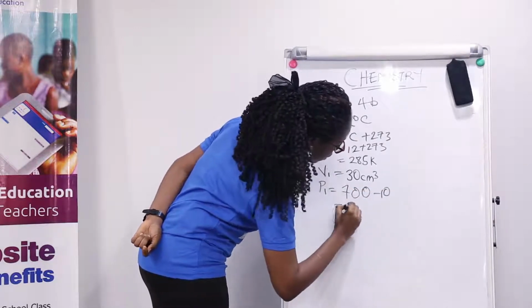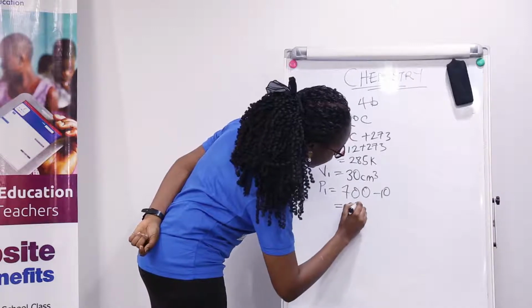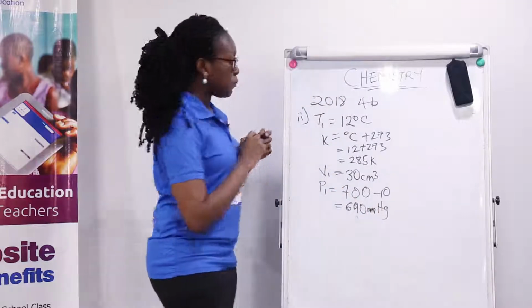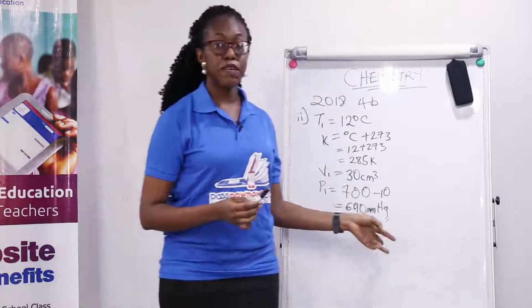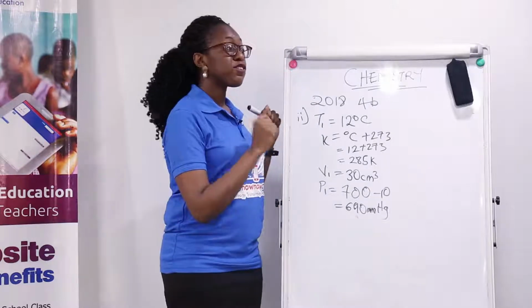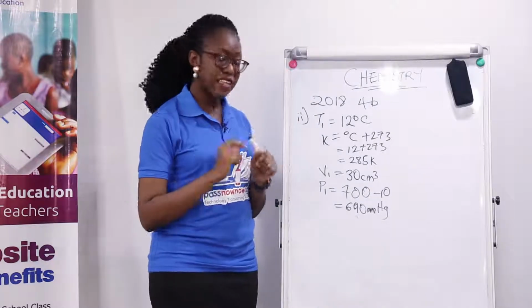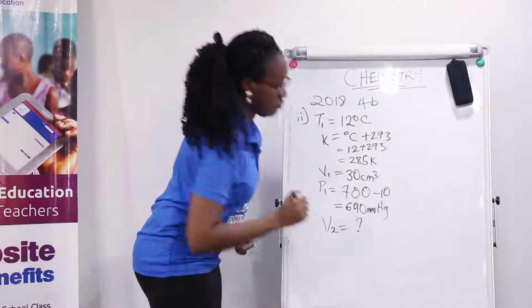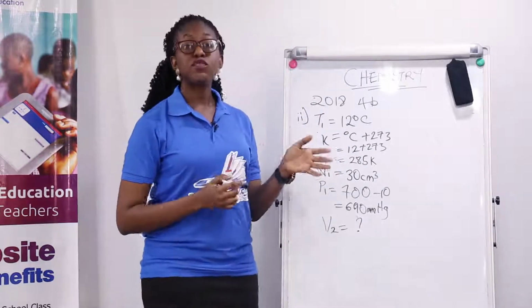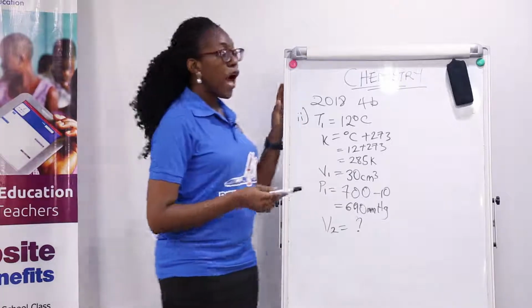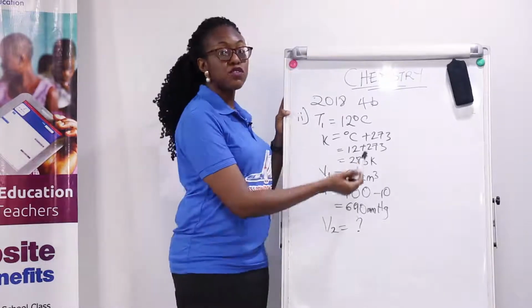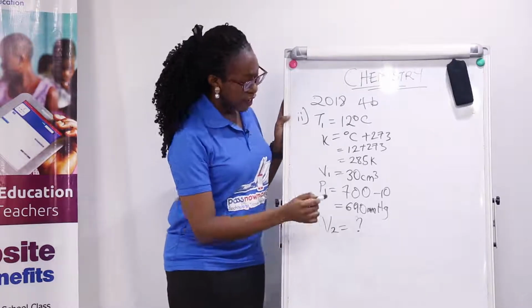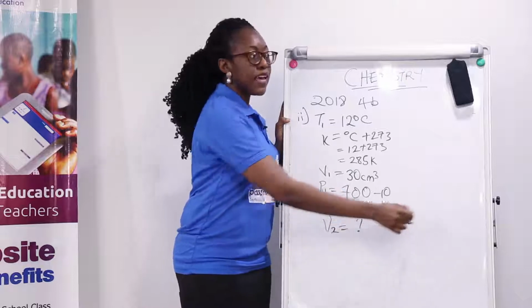This will give us 690 millimeter mercury. Hence, our P1 is 690 millimeter mercury. The question asks us to calculate the volume at STP. This means our V2 is unknown, and our T2 and P2 were not given, but they are implied because it stated to calculate the volume at STP.